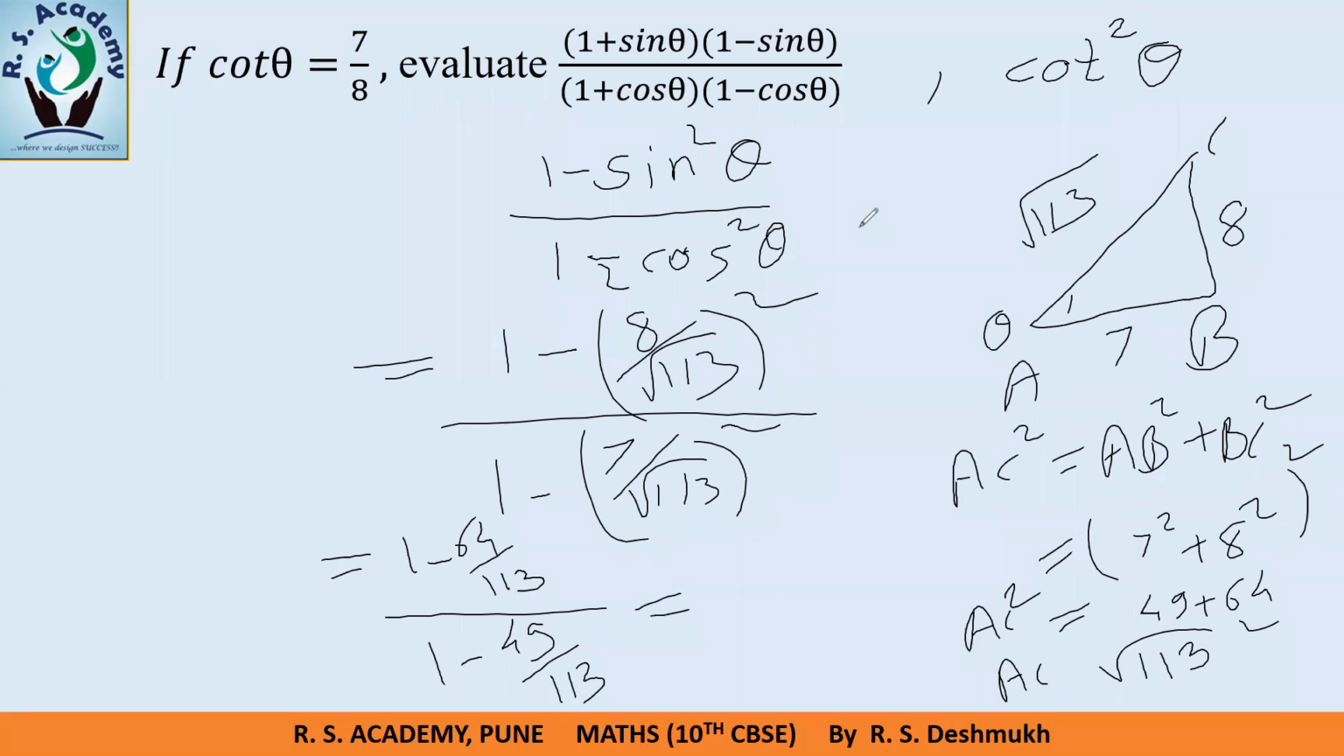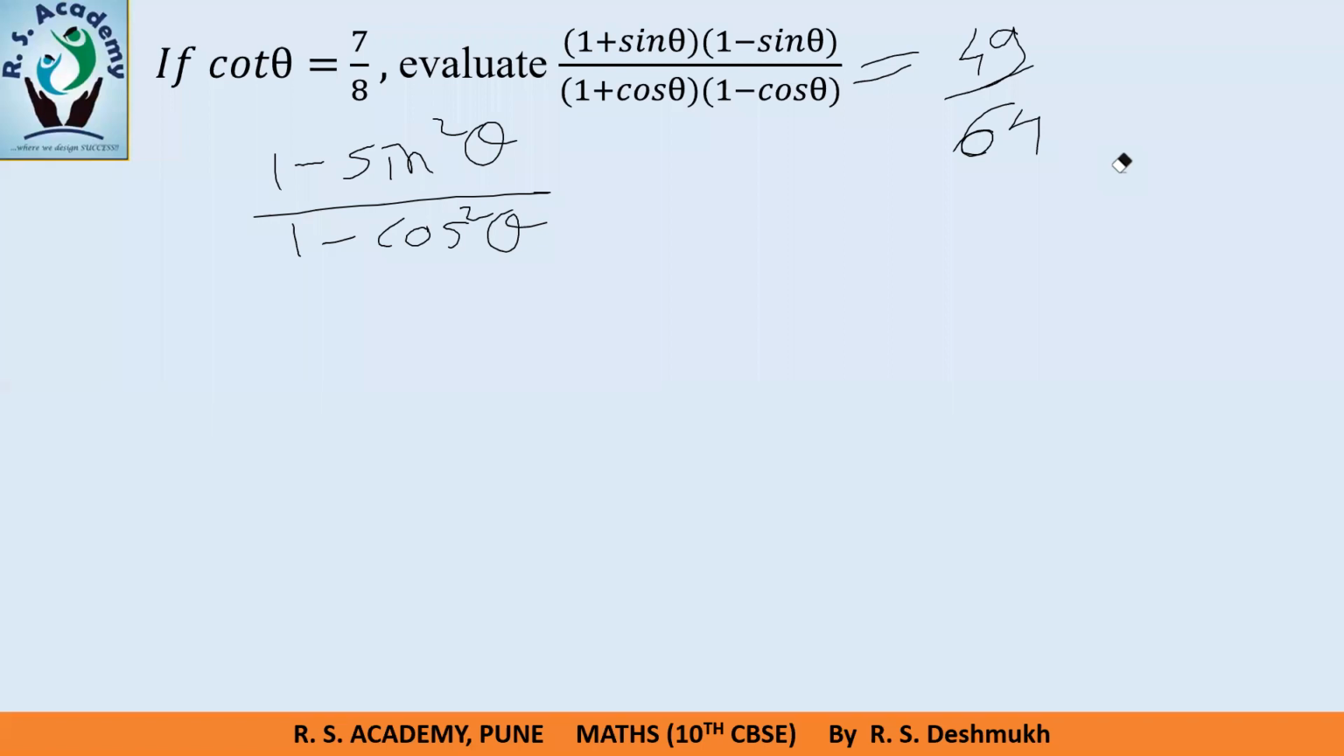So what does it come out to be? Before that, you have to take out the LCM. 113 minus 64 upon 113, and 113 minus 49 upon 113. The 113 in the denominator will get cancelled, and this comes out to be 49 upon 64. That is the answer for this question.